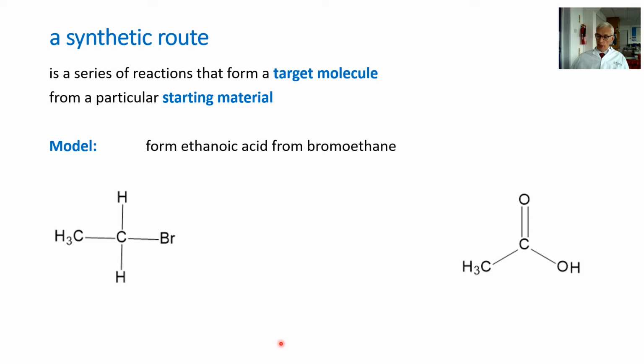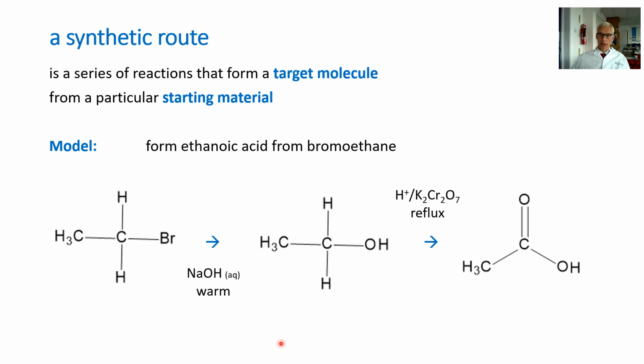Okay, so returning, we've got an intermediate molecule, which you may have realized would be ethanol. So how do I go from bromoethane to ethanol? Aqueous sodium hydroxide and warm. So we've formed ethanol, and how would we go from ethanol to ethanoic acid? Well, that's a classic acidified potassium dichromate and reflux.